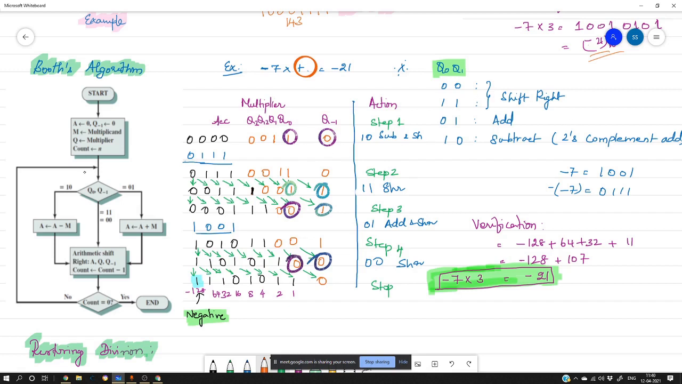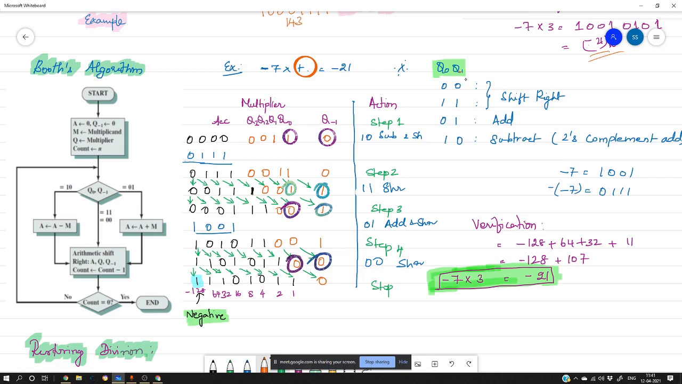Let's check how it actually works. Have in mind that this is Q naught and Q minus 1. This is not Q1, it is Q minus 1. So check the bits Q naught and Q minus 1. This table you have to remember. If both these bits have value 0, 0 or 1, 1, then you simply shift right. If the bits are different, 0, 1 or 1, 0, then for the case of 0, 1, you add the multiplicand, and for the case of 1, 0, you subtract the multiplicand.